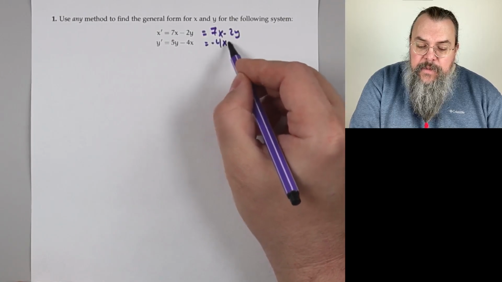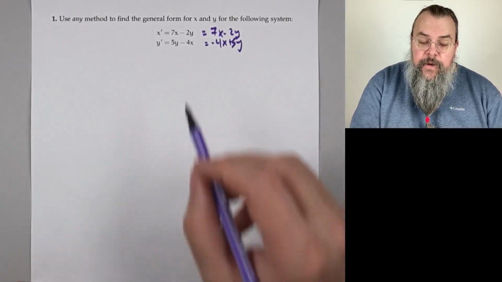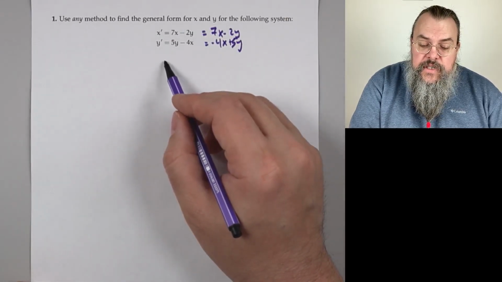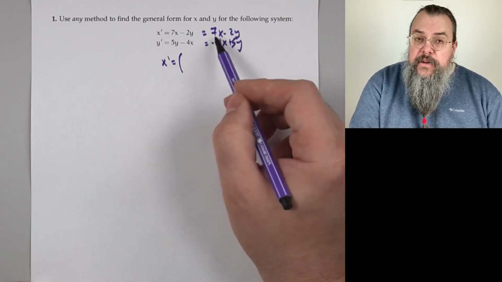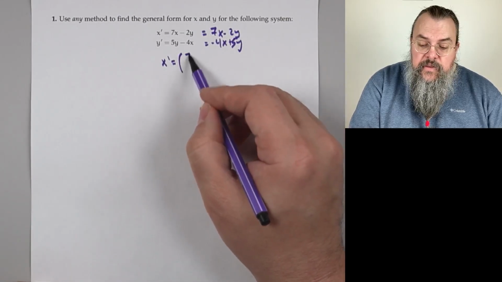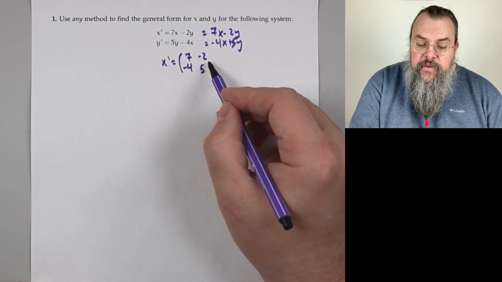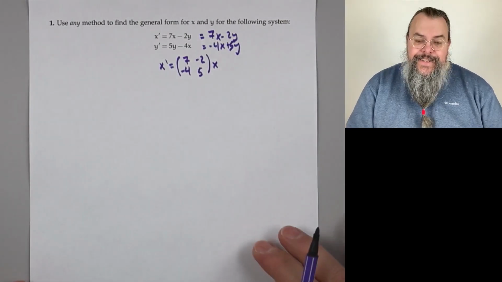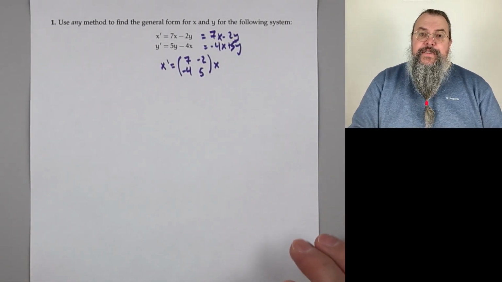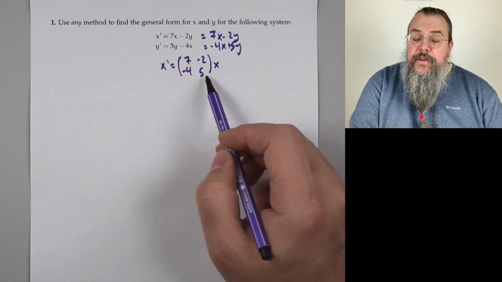Now what do I mean here? Well, normally we would have written minus 4x plus 5y. So in matrices, this would be written as x prime equals, and you write your coefficients, 7, minus 2, minus 4, plus 5, times x. All right, so there we go. That's our system there. And so if we hadn't been careful, we'd run it as 5 and negative 4.